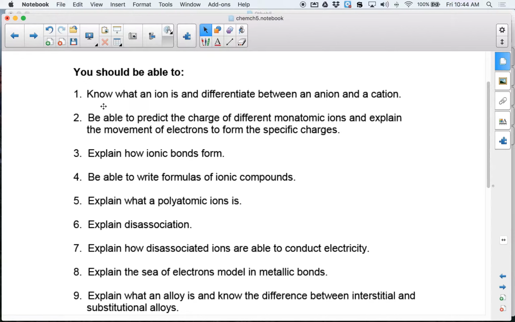So for example, if I say write the ionic formula for a compound between aluminum and nitrogen, what we need to first do is figure out the charges. So aluminum would be 3+. Nitrogen would be, okay, so it's plus 5 or minus 3.